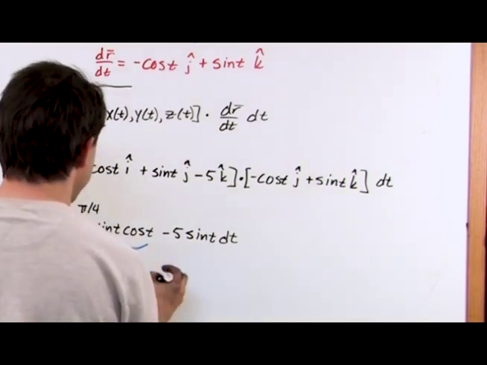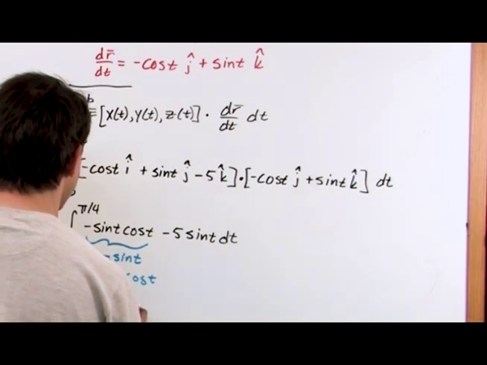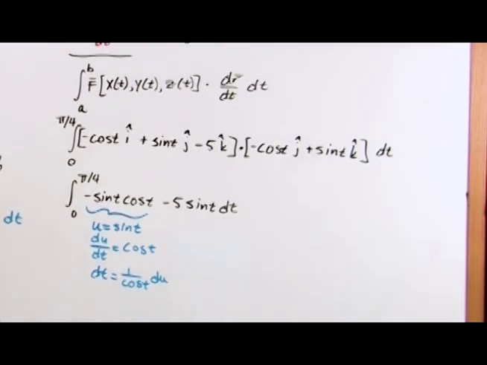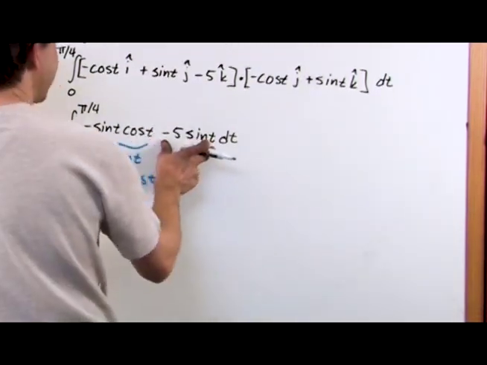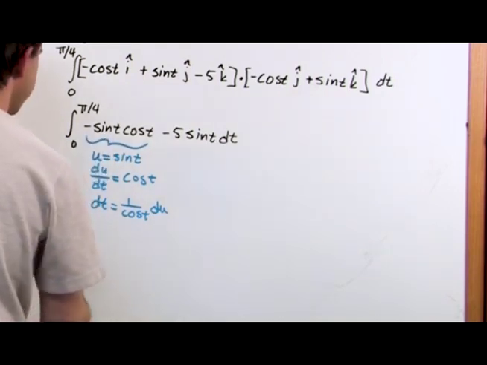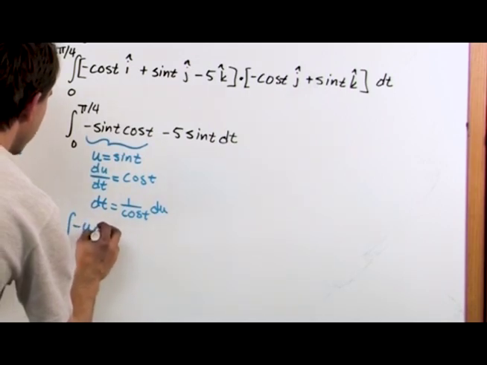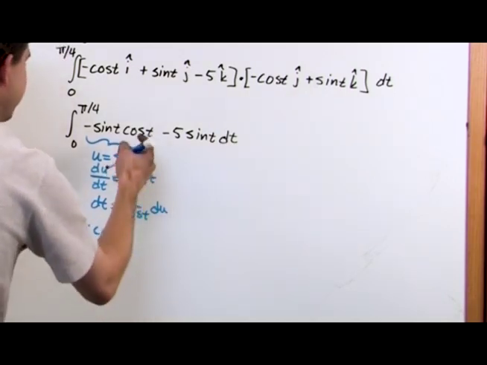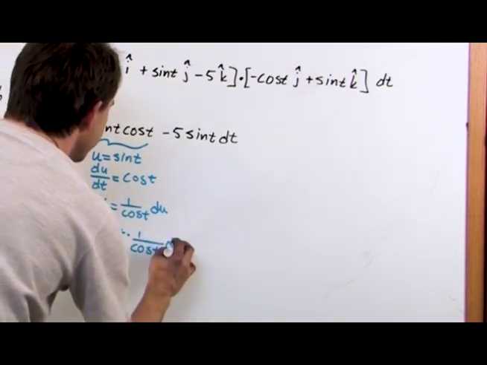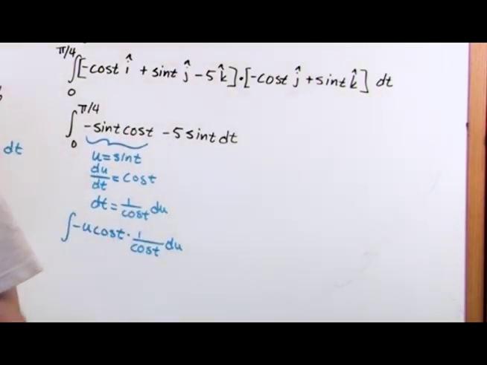And what I'm going to have over here then is dt is equal to 1 over cosine t du. Okay, so that's my substitution. This I can readily integrate without a problem. So what I'm going to do here is this integral is going to be negative sine, which is u now, u times cosine of t times dt, which is going to be 1 over cosine t du, okay? So really I'm just working on this integral first, okay?